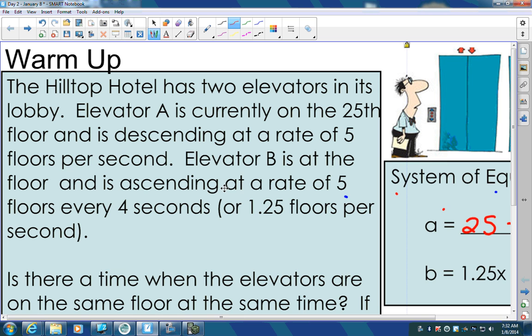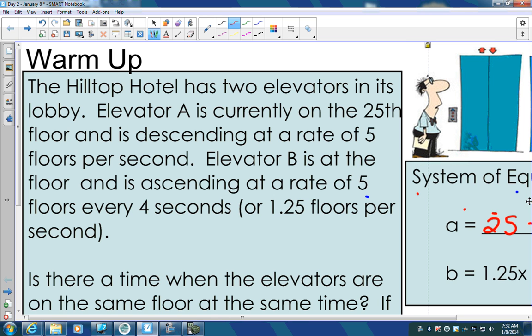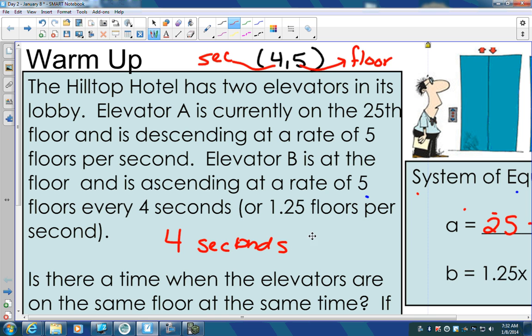If I go over here, my solution is 4, 5. But what does that mean? What does 4, 5 mean? What is x in this situation? The number of seconds. X is the number of seconds. And what is y? The floors that you're on. So this means that after 4 seconds, they're both at the 5th floor.